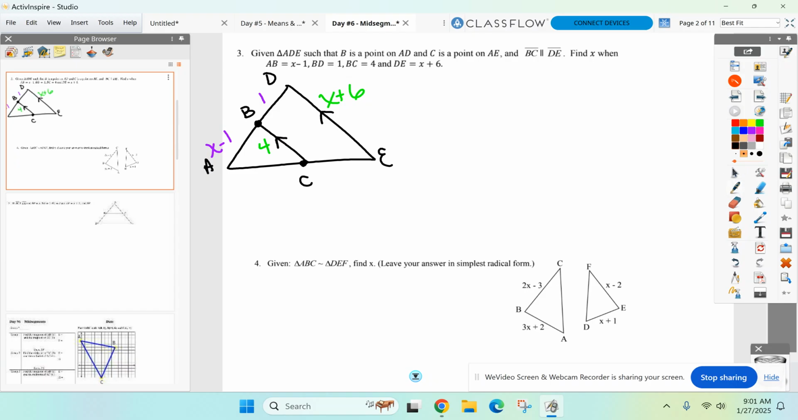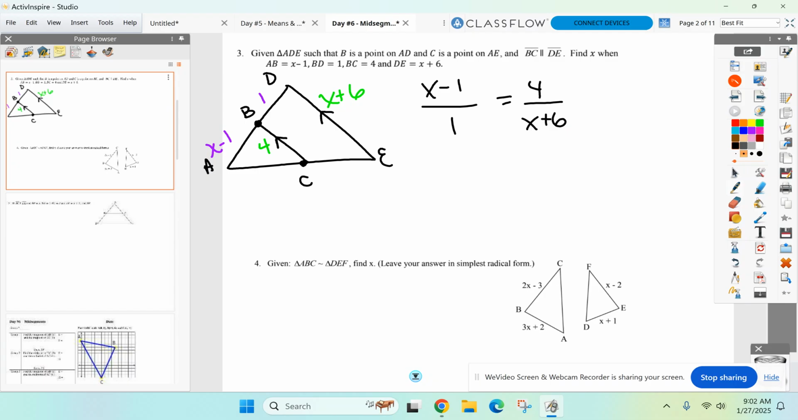We got our diagram marked before we set up our proportion. 2 weeks ago, before we started reviewing for the midterm, I gave you this thing called the side splitter theorem. I want to know, can I use it here? I wouldn't write this down, by the way: side splitter, x minus 1 over the other part equals 4 over x plus 6. Is this a diagram I could use side splitter on?